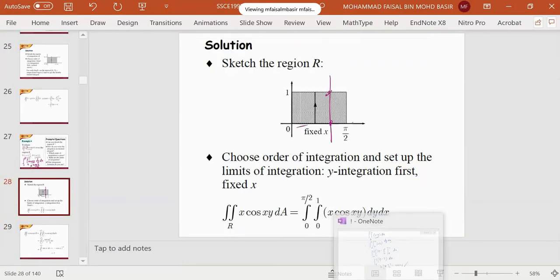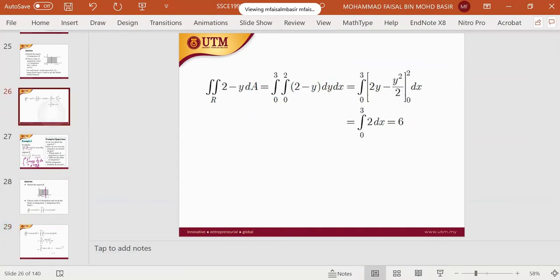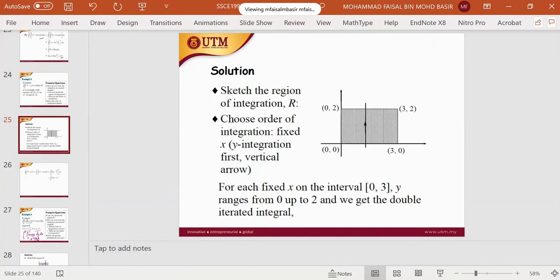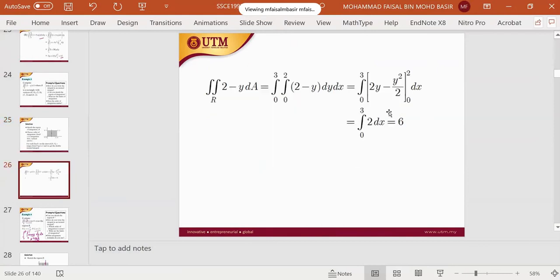Is it 6? I don't know. Oh, this is a different question. Oh, no answer. Yes, example. Oh, they didn't give the answer. Oh, 6, okay? Is it okay? Understand?